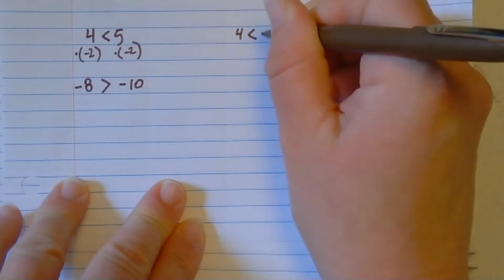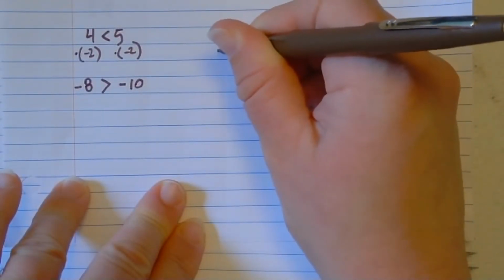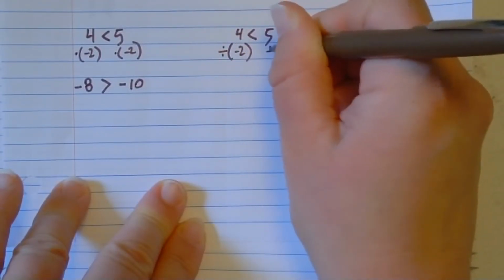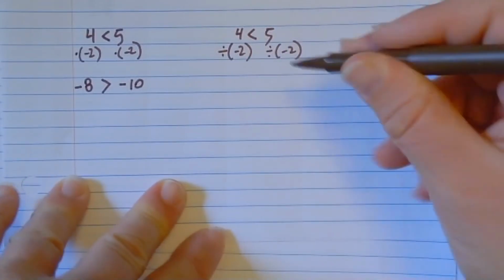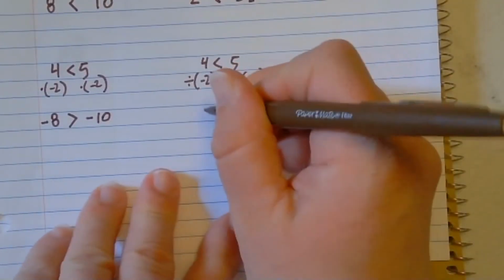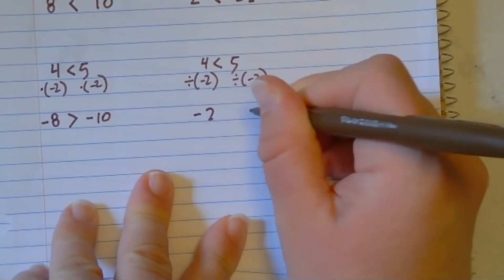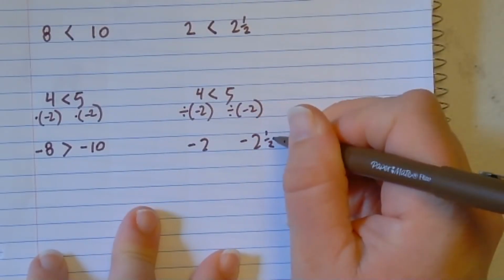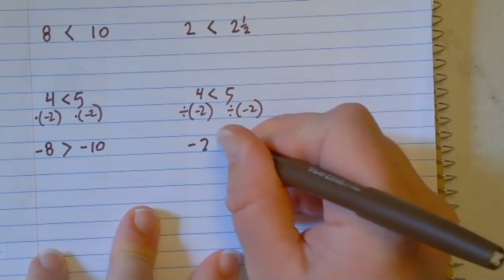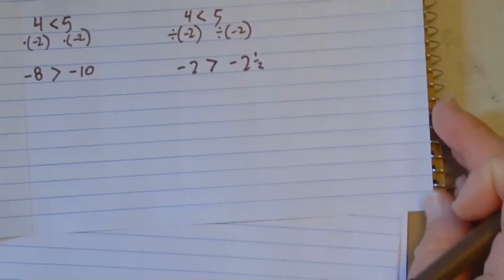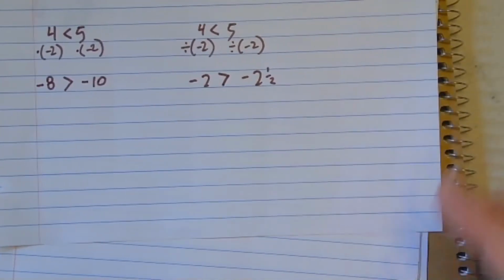Similarly, if I divide by a negative number, it's just like dividing by a positive number, except that now I need to have that negative sign involved. So I'll look up at my previous work: that's going to be negative 2, and that's going to be negative 2.5. Negative 2 is larger than negative 2.5, so my sign flipped. So the time when you switch the signs is when you're multiplying or dividing by a negative number.